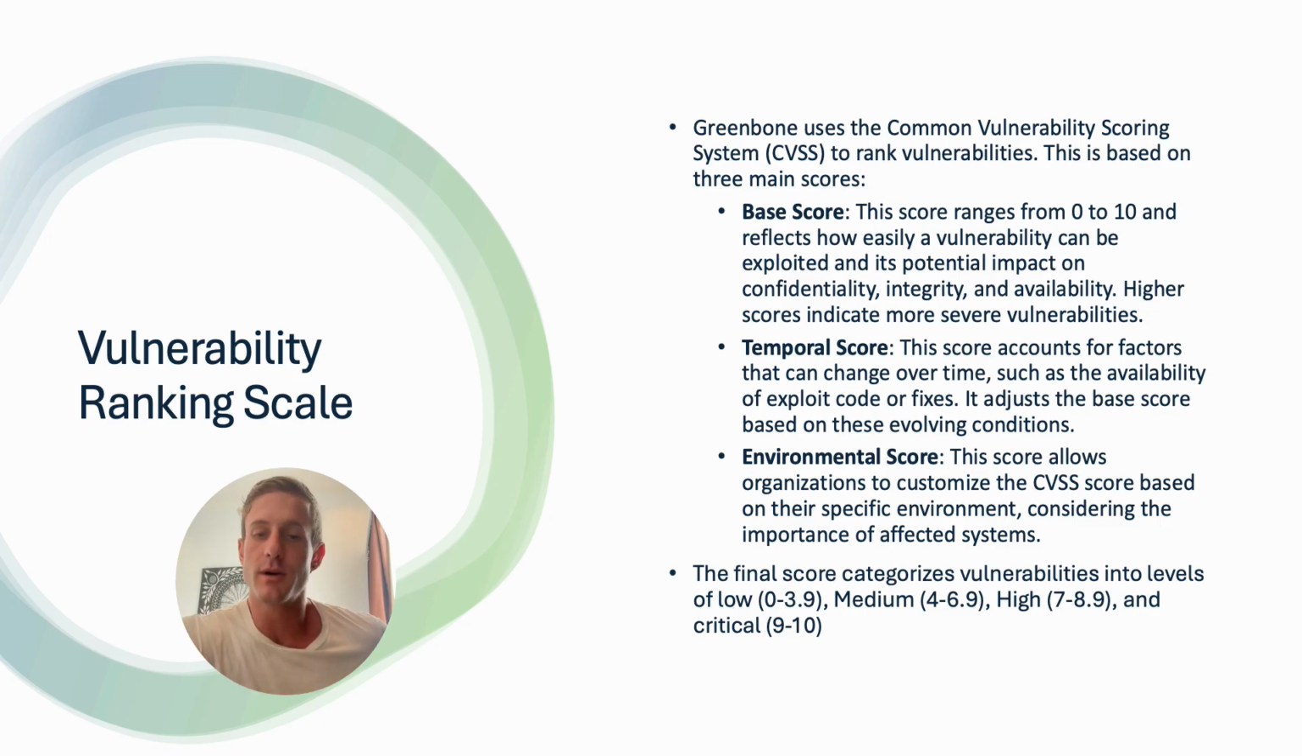So the final score categorizes vulnerabilities into levels: low severity, which is 0 to 3.9, medium severity, which is 4 to 6.9, and high, which is 7 to 8.9, and then there's critical, which is rated 9 to 10.